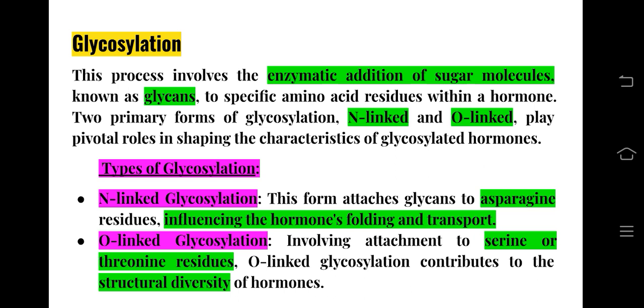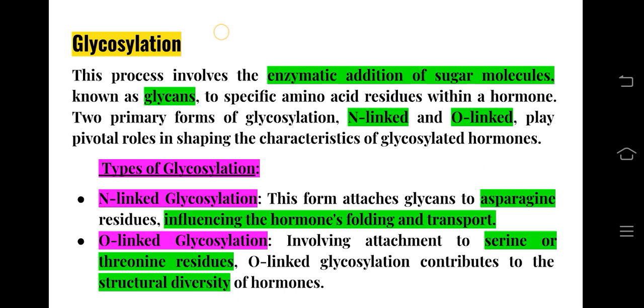Then some other important processes involved in post-secretory modifications. Glycosylation is there. That means enzymatic addition of sugar molecules known as glycans to specific amino acid residues within a hormone. Two primary forms of glycosylation are there, N-linked and O-linked type. Both of these types play pivotal roles in shaping the characteristics of glycosylated hormones.